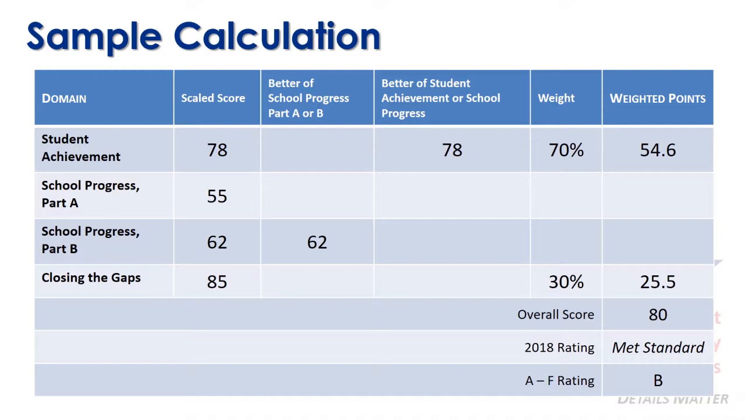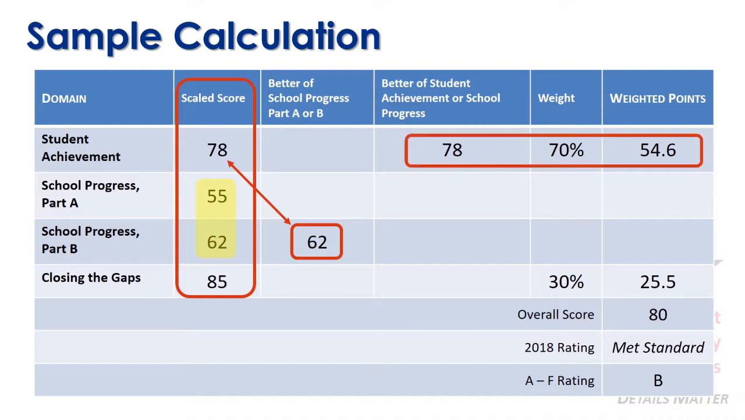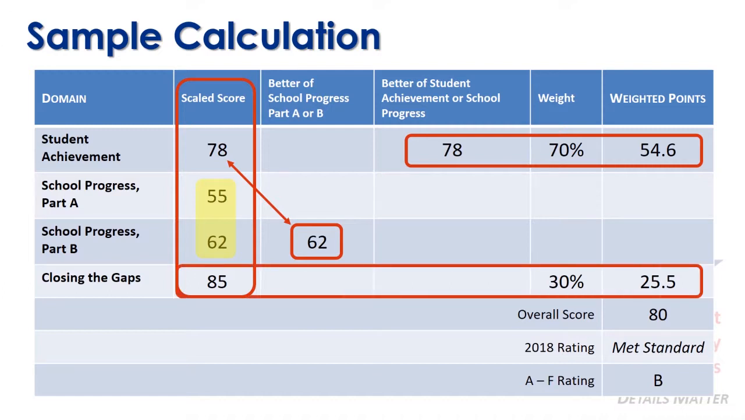Let's look at a sample campus calculation of an overall rating. Scaled scores for each domain are provided in the first column. The next step is to examine parts A and B of school progress. Because 62 on part B is higher, it's used to assign the official rating for the school progress domain. For the overall rating, that 62 is compared with the student achievement score. Because 78 is higher, it accounts for 70% of the overall rating. The closing the gap score is used for the other 30% of the overall rating. The overall score rounds to 80, which is Met Standard in 2018, and B for 2019 and beyond.